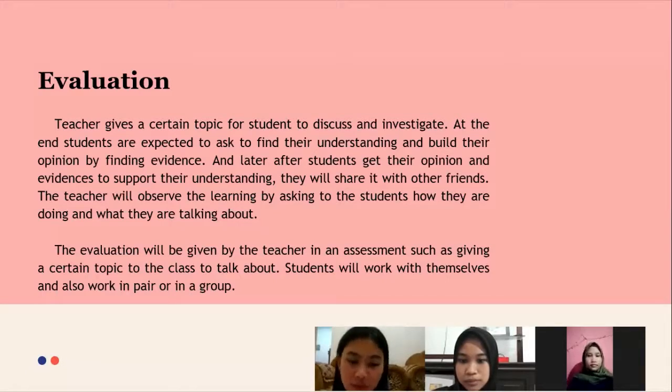The evaluation given by the teacher is an assessment, such as giving a certain topic to the class to talk about. Students will work by themselves and also work in pairs or in a group.